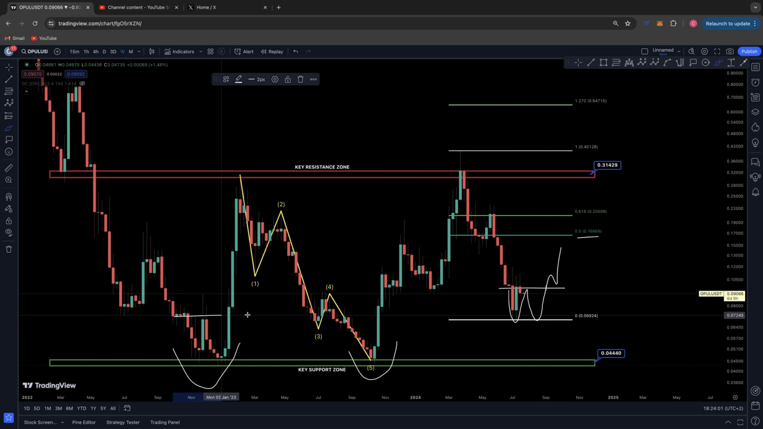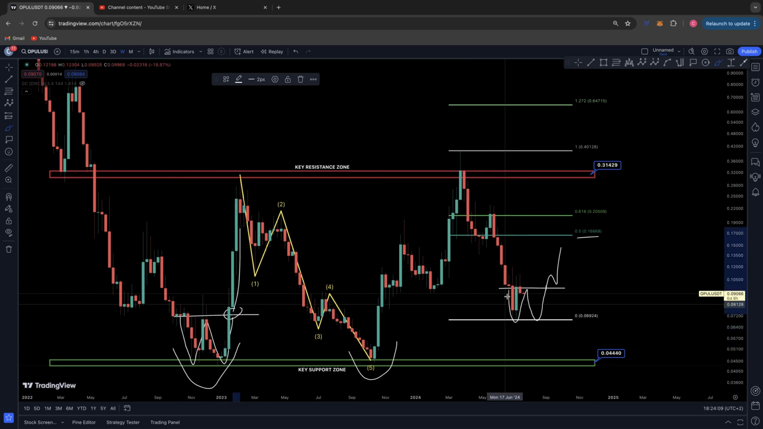very similarly to how we did here. You see, once we put in the correction and finished the correction, we came to support, put in this double bottom, and eventually we broke out. If this is to be the case for the low, it would be nice to see something similar. We've created this resistance, come back for a double bottom on support, breakout, and off we go.